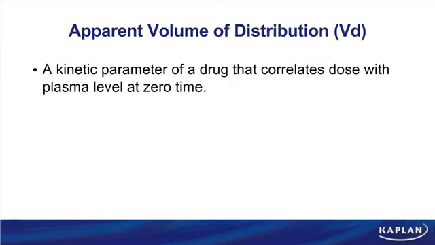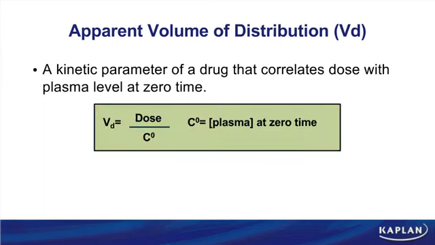The concept of apparent volume of distribution, abbreviated as V sub D, can be expressed in this equation. Volume of distribution is dose divided by C0, where C0 is the plasma concentration at 0 time, or in other words, it's the initial plasma concentration. This is an equation that you absolutely must know for your Step 1 exam. There aren't a lot of pharmacology calculations that are likely to show up on Step 1. This is one that is likely to show up.